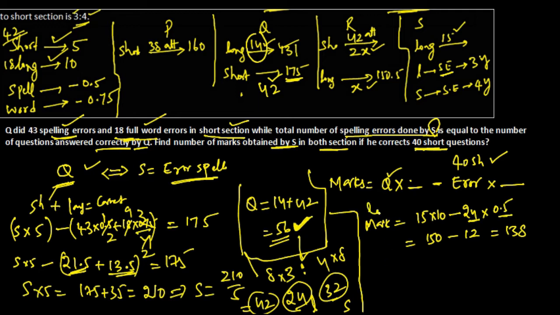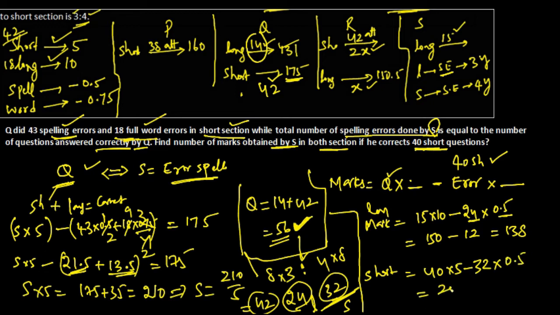And in the same way I'll find out the short answer marks. So short, how many questions correctly I did? 40. 40 into 5 minus how many errors in the short? That is 32 into how many marks it carries?